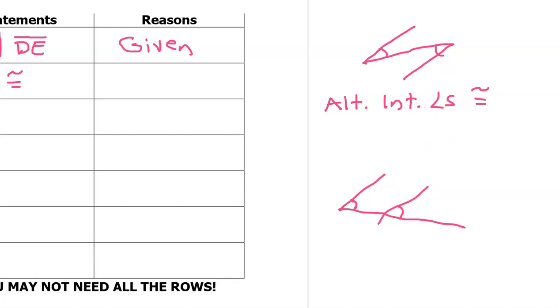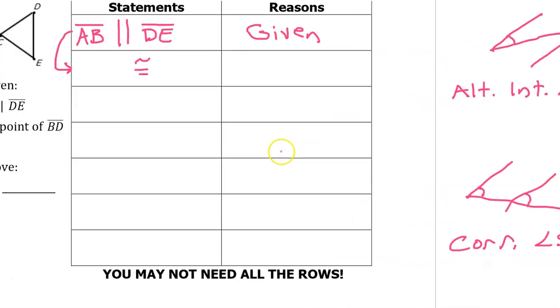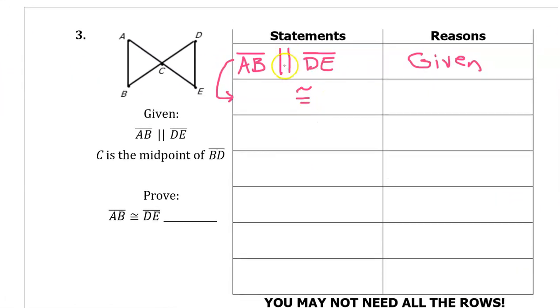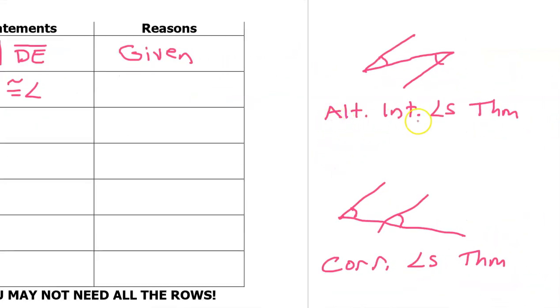You know what? I should have said alternate interior angles theorem. Let me change that. We say alternate interior angles theorem. So these are corresponding angles when it forms an F. And we will say the corresponding angles theorem. Or you could say postulate. So let's see which one it is. So whenever you see parallel lines in the given, you're going to end up with two congruent angles. And it's either going to be alternate interior angles if it's a Z or an N, or it will be corresponding angles if it's an F.